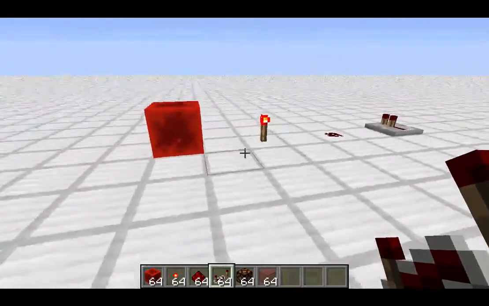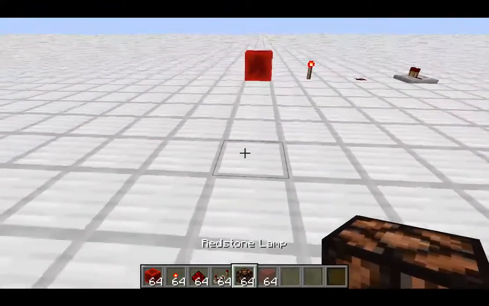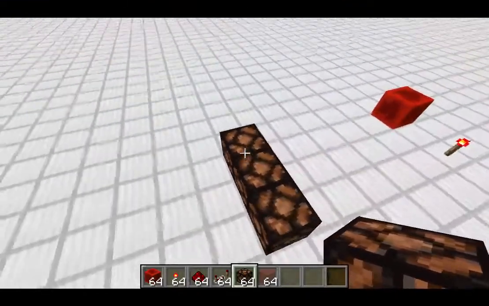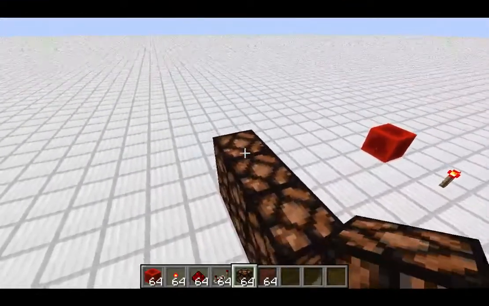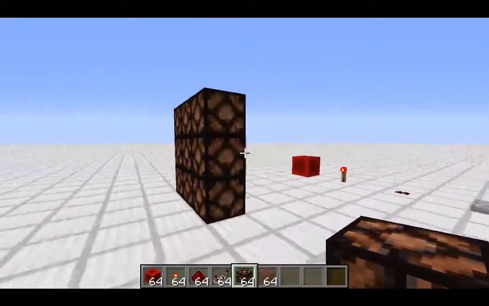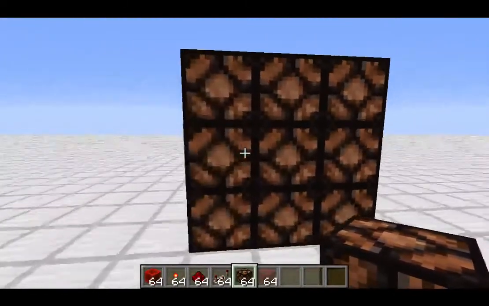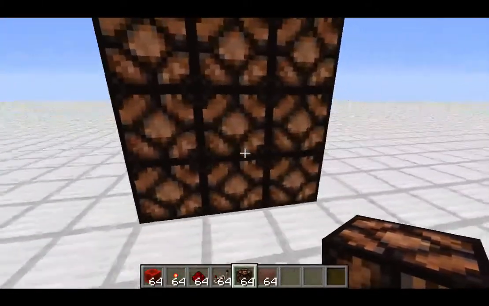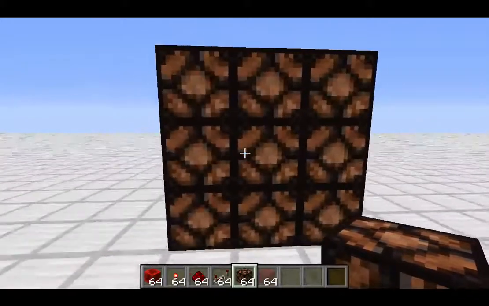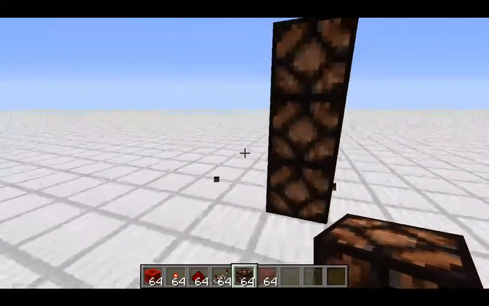To illustrate the properties of each of these, we're going to place down a lamp, a redstone lamp specifically, which is a Minecraft block that will interact with the redstone signal by lighting up when it receives one. Now in this case, we've built a wall that is 3 wide and 3 tall, and we're going to go ahead and punch a hole in the center of it.